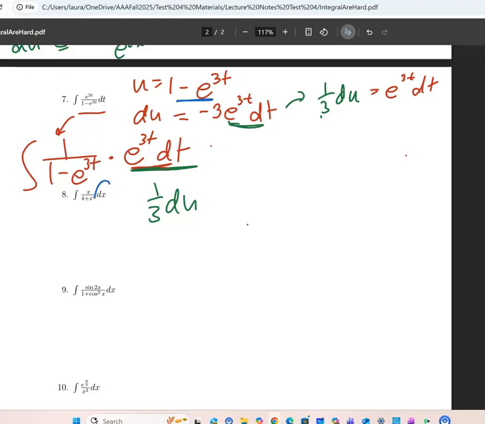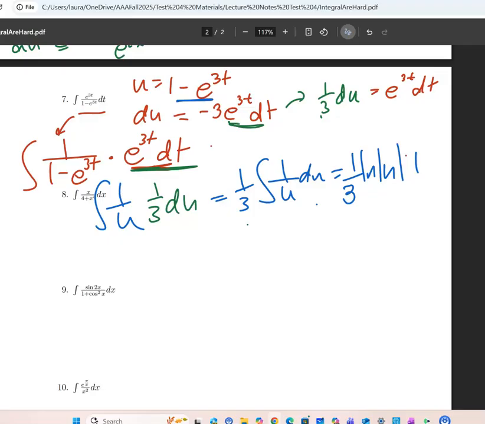All right, let's go back to what u is equal to. u is equal to this, so I get 1 over u. So that's 1/3 times the integral of 1 over u. Oh my goodness, you know it. It's ln of u plus c, and you put the u back in: ln of 1 minus e to the 3t plus c. All right, let's go to the next one here.